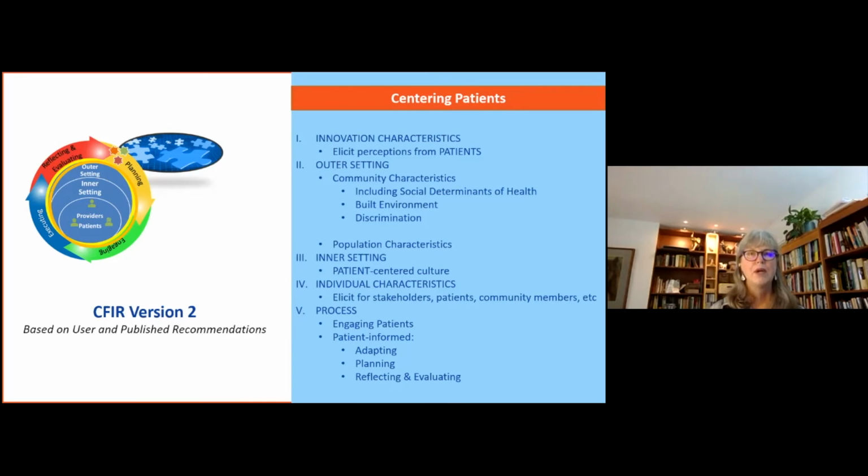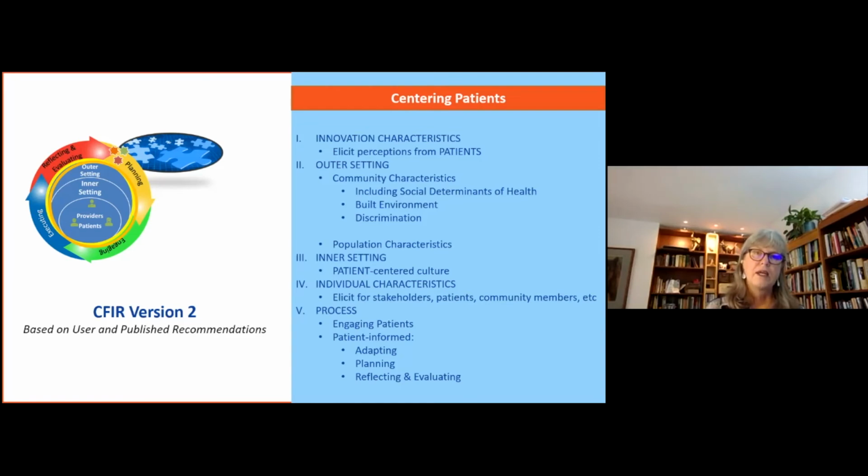So the more we're able to include patients up front in a role of implementation, the better situated, the better positioned we'll be to effectively deliver and adapt the innovation and the implementation strategies so that we can maximize benefits for patients.